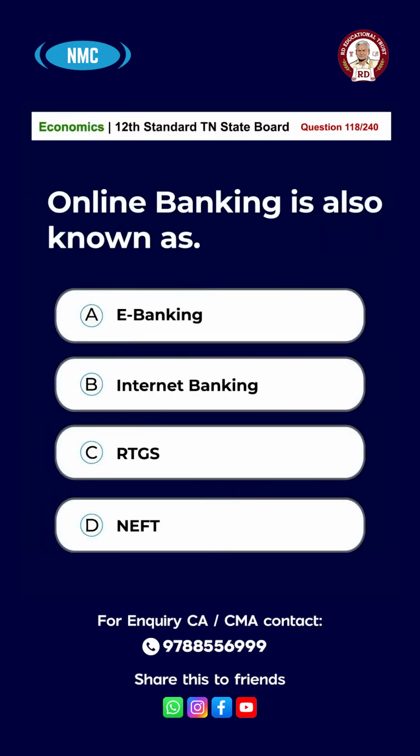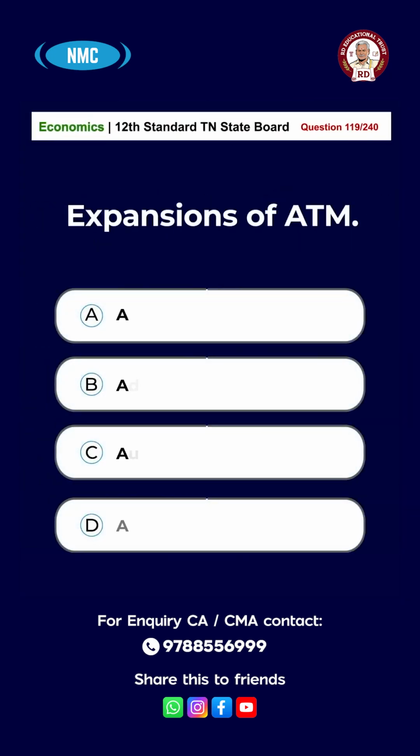Question number 118. Online banking is also known as option A. E-banking, B. Internet banking, C. RTGS, D. NEFT. The answer is option B. Internet banking.